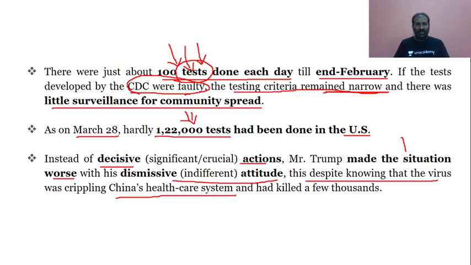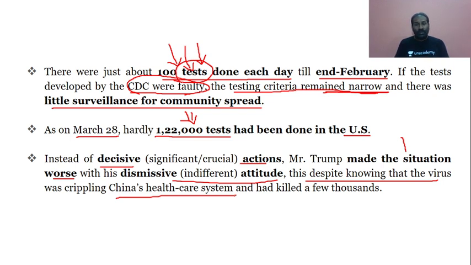If he had taken it seriously, then 143,000 people wouldn't have been infected, and out of that only 122,000 have been tested. And that shows, it's talking volume about the kind of preparedness for the pandemic.